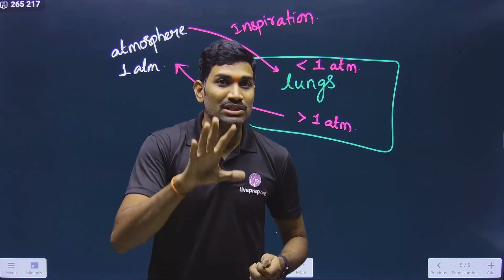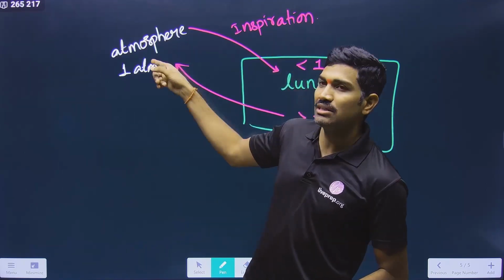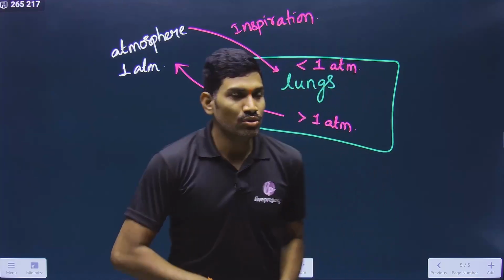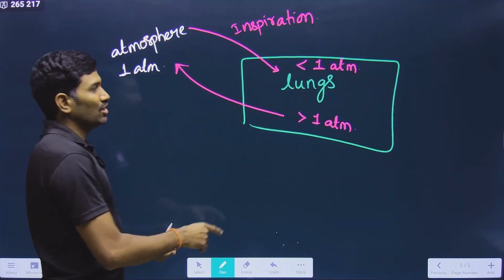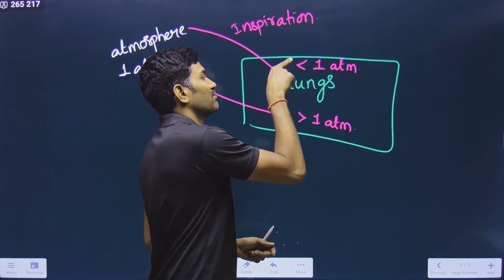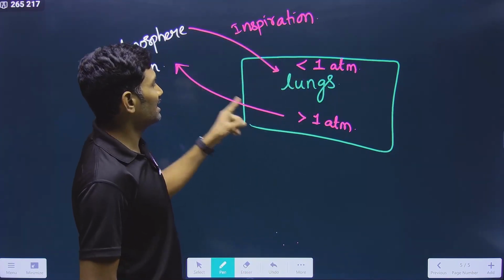So what is the original thing here? We as human beings cannot change the pressure of the atmosphere, so that pressure remains constant. When compared with this, we can change the pressure within the lungs. By changing the pressure within the lungs, it can be involved in either inspiration or expiration.